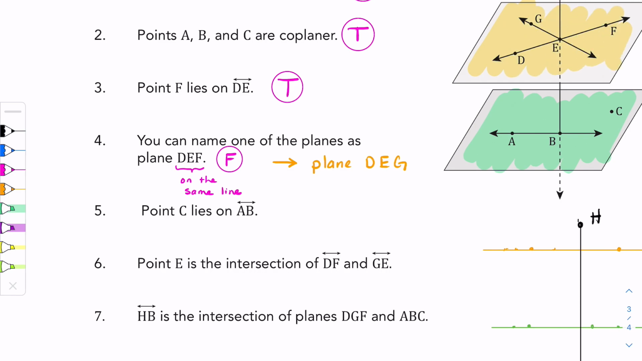Number 5, point C lies on line AB. Here's line AB, here's point C. That is not true. So we're going to say that's false. If we wanted to make number 5 true, we could change it and say point C lies on plane ABC.